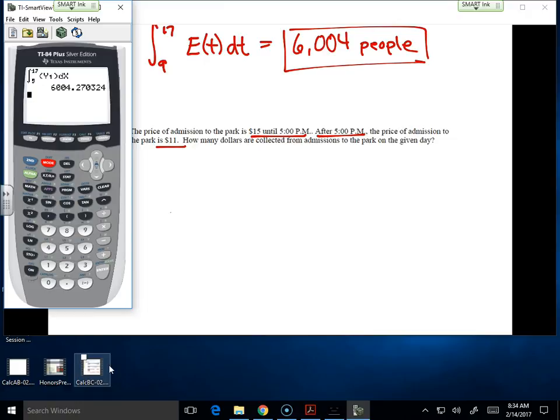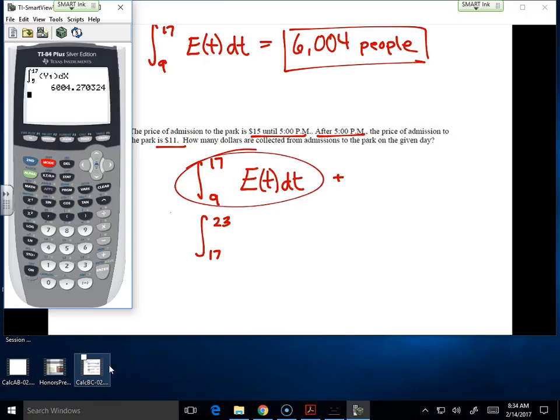What do you think, Katrina? Take the integral of the entrance from 9 to 17 and then another integral from 17 to 23, and then you have the amount of people, and then you multiply it by the cost. How much did it cost for all of the people entering between 9 and 5? $15. So we can say $15 per person, right? Does that make sense? The integral finds the number of people coming in, multiply by 15.